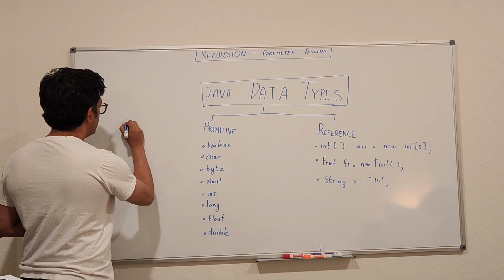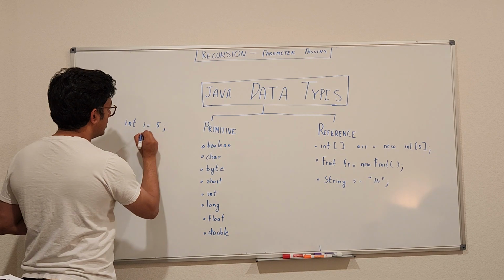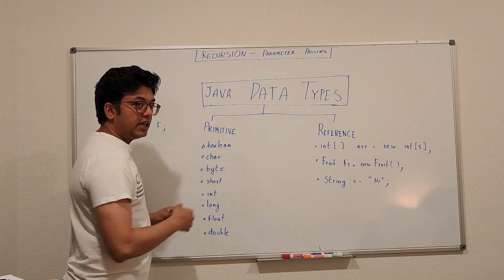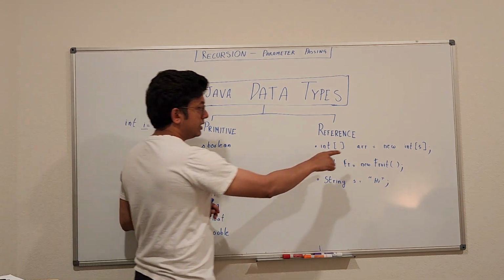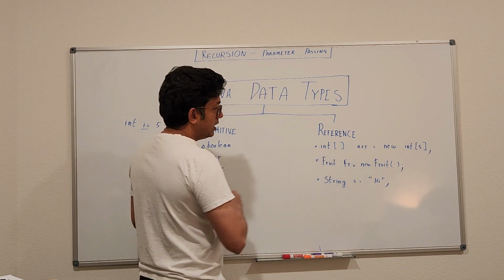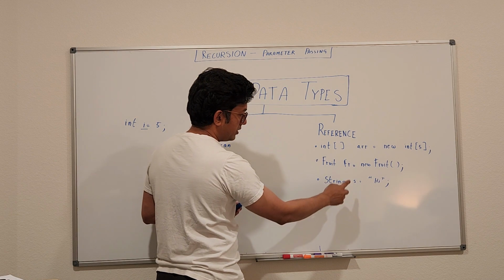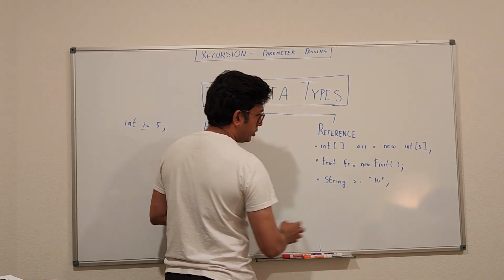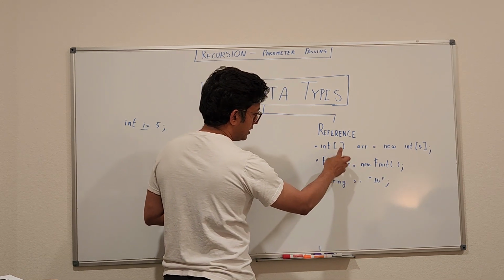So if I do int i equal to 5, i is a primitive type. For a reference type, pretty much any reference type you create except for string, you will see the new keyword. Anywhere you see a new keyword, it's a reference type. So here arr is a reference type. Fruit fr is a reference type. Only string is the one where you don't need a new keyword. You can use new if you want, but you don't need it. So s is a reference type.